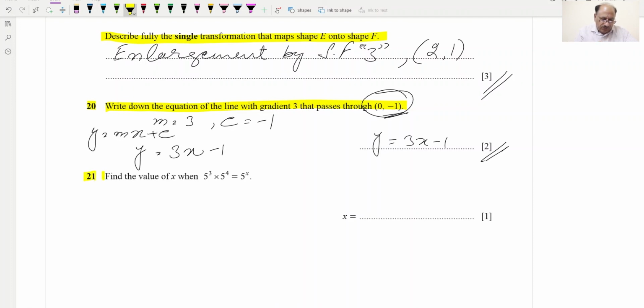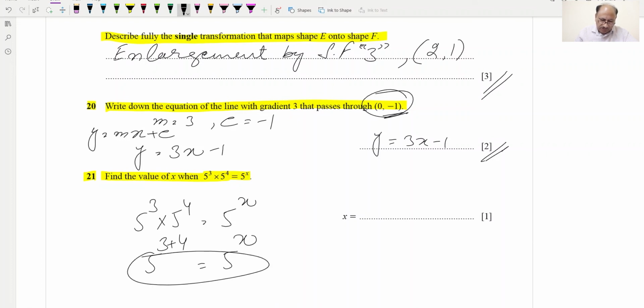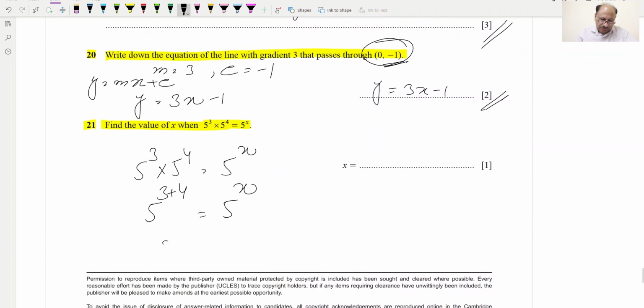Now question 21, find the value of x when this is equal to this. So 5 raised to the power 3 into 5 raised to the power 4 is equal to 5 raised to the power x. When bases are the same and they are being multiplied, their powers will be added by rule. So we will write 5 raised to the power 3 plus 4, and this will be equal to 5 raised to the power x, and bases are the same, so we can compare the powers. So x will be equal to 3 plus 4, which is equal to 7. So 7 will be our final answer. X will be equal to 7. This is a 1-mark question which we are done with.